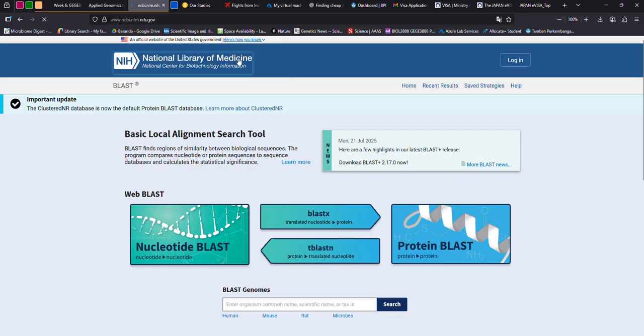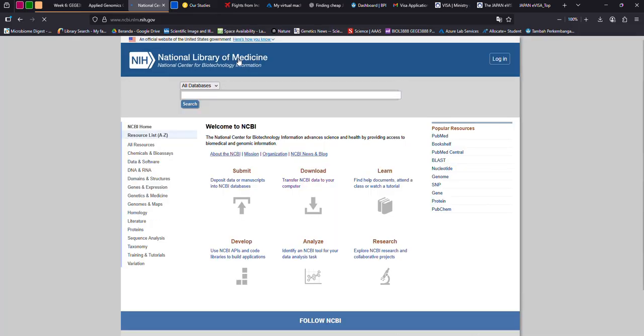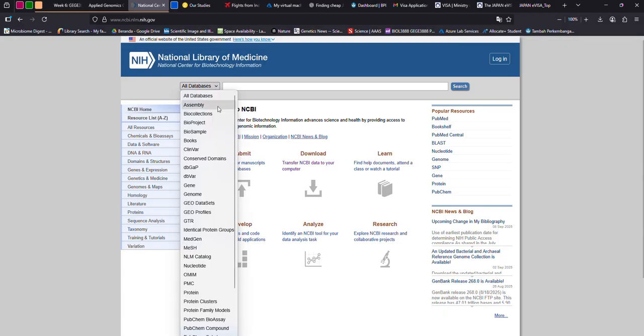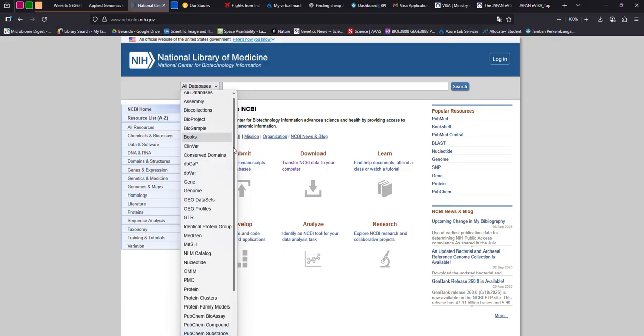We have the browsers open. All right, so once you've selected genome from the pull-down menu labeled all databases, I have a question for you. What is the current predicted genome size for koalas? NCBI, not PubMed.